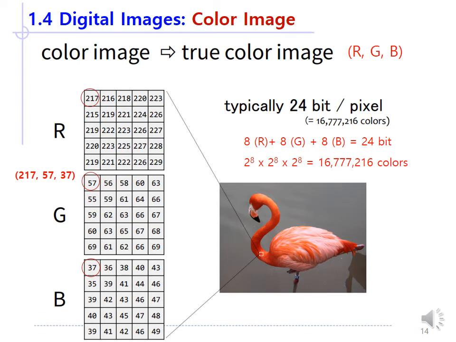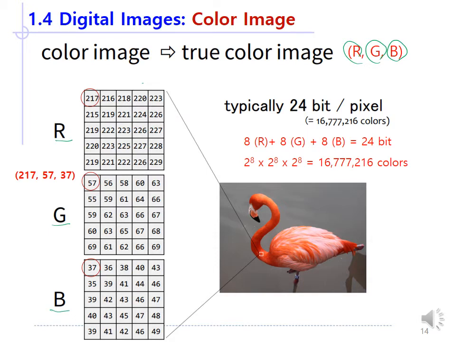This picture shows a color image. A color is expressed in 3 components: red, green, blue. The 3 grayscale images, one for each component, are needed. So this is a grayscale image for red. This is the grayscale image for green. This is the grayscale image for blue.